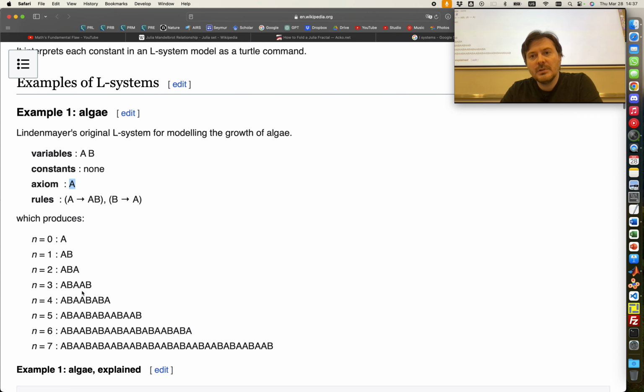So what is the connecting theme here? The Mandelbrot set, Julia set, L systems, fractals, everything, self-reference. Okay? Yeah.